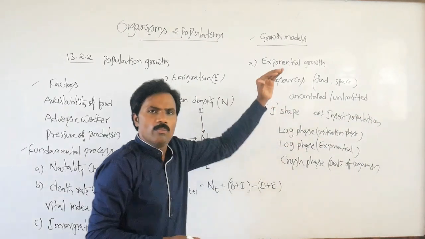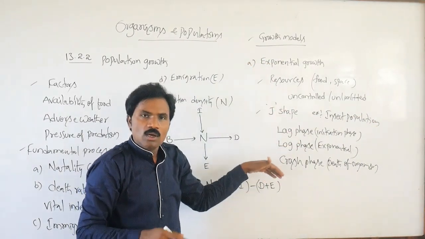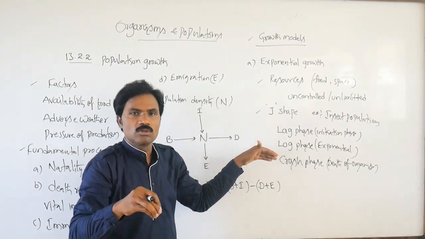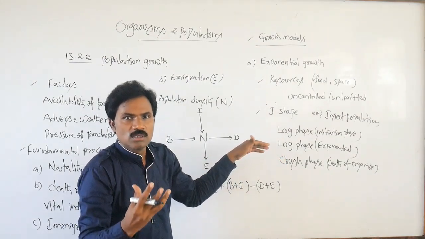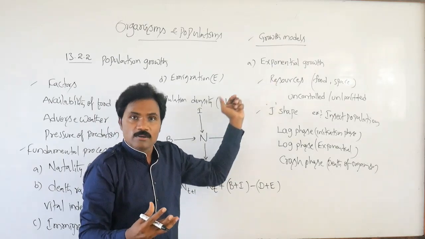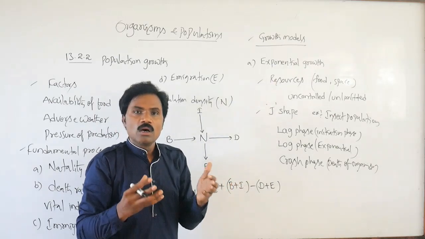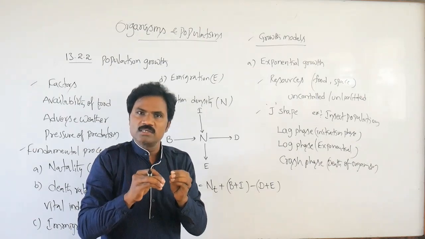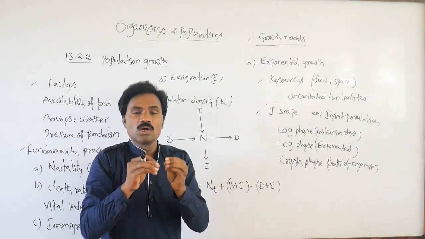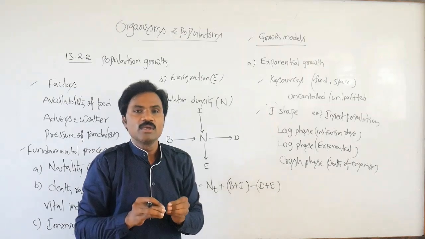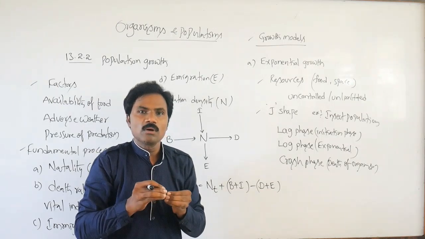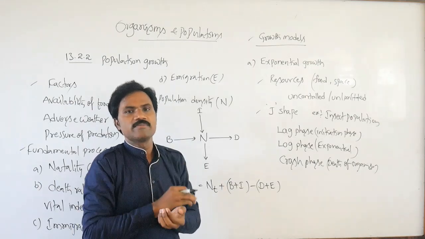First of all, what is the main reason to discuss this population growth, the different types of these models or rates? It is about how in our nature the organisms, both plants as well as animals, control themselves in a specified manner. Similarly, human beings also must follow the nature.